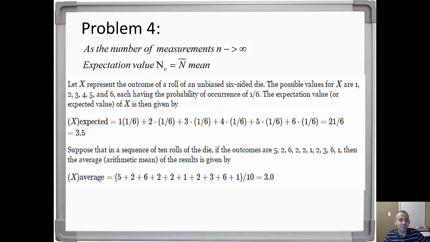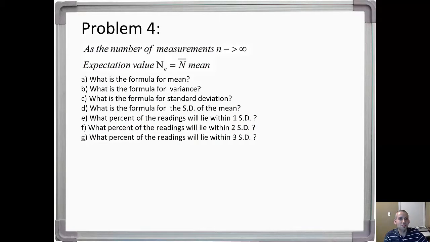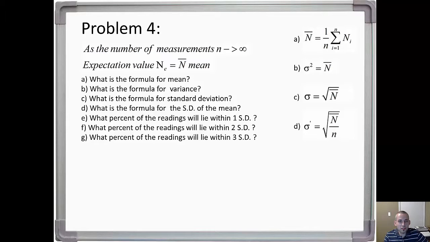Okay, so I just want to show that because this statement has to hold. As the number of measurements goes to infinity, expectation value equals the mean. Okay, so questions. What's the formula for the mean? It's right here. You add up the numbers, you divide by how many? The measurements. What's the formula for variance? It's equal to the mean. What's the formula for standard deviation? Square root the mean. What's the formula for standard deviation of the mean? It's square root the mean over the number of measurements.